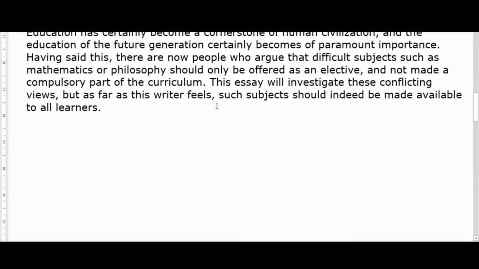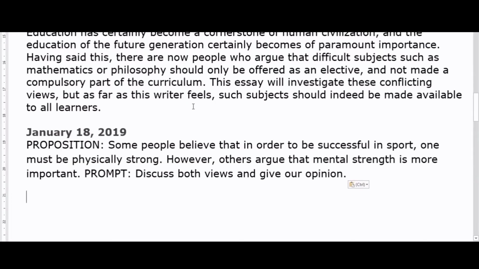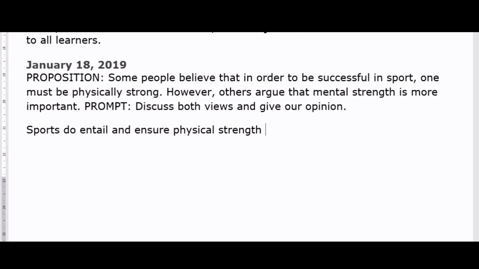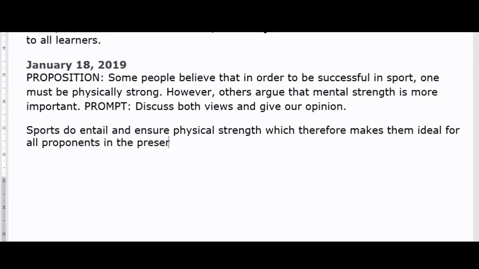And finally, let's now do the January 18 question over here. So it's again another question about sports. So there we go. Some people believe that in order to be successful in sport, one must be physically strong. Okay. So let's have another hook statement on sports. Sports do entail and ensure physical strength, which therefore makes them ideal for all proponents in the preservation of physical health there.